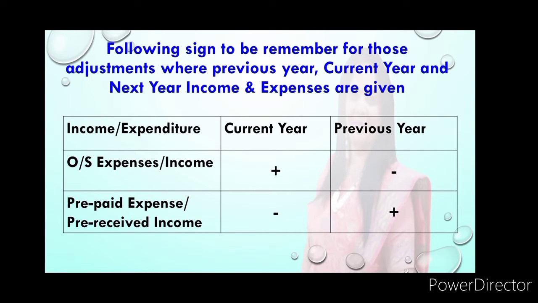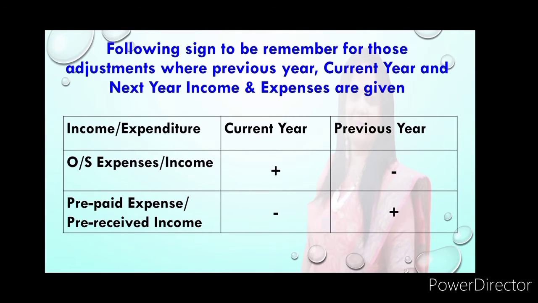If outstanding expense and outstanding income are given in the current year, then they will be added to the current year income and expense. But if outstanding expense and outstanding income are given for the previous year, then they will be deducted from the amount. Likewise, if prepaid expenses and pre-received income are given in the current year, then they will be deducted from the amount. But if prepaid expense and pre-received income are given for the previous year, then that amount will be added.